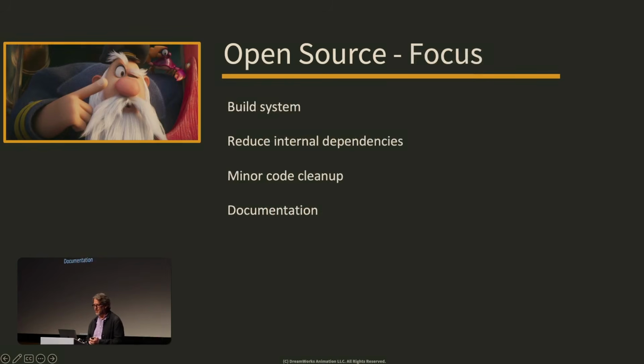We focused on a few core items for getting to open source. Of these, the 2 largest by far were replacing our internal build system of SCons and standing up a robust documentation site. So I just mentioned we replaced our build system from SCons with CMake. We extricated the code base from our internal library dependencies. We did some minor code cleanup and refactoring, and we stood up a brand new public documentation website.